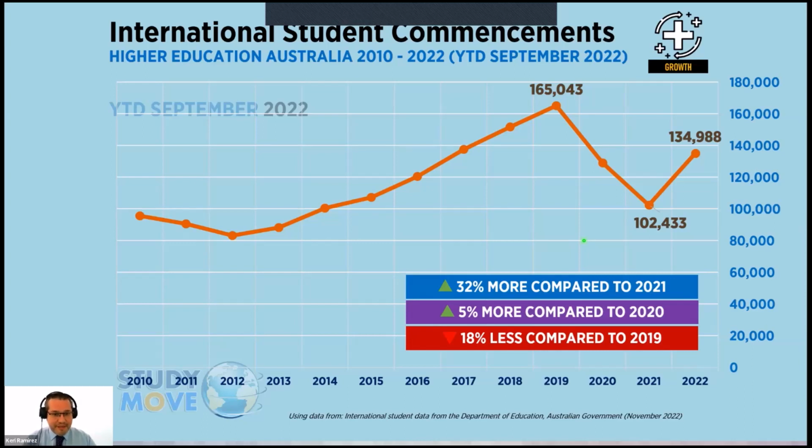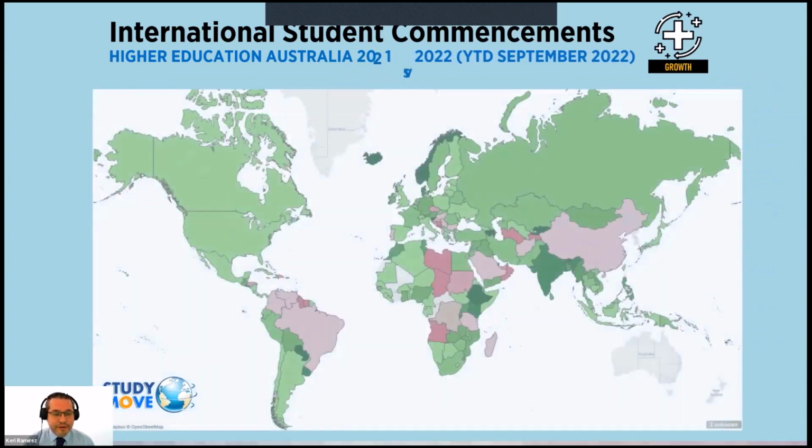And of course, this is the big picture. And looking at the big picture, I think it is very useful to look at the world map. What you see here is basically the growth of every single market for Australia, for higher education, between 2021 and 2022. And every single country that you see in green has experienced a positive growth. The majority of the countries are now on green, different to the picture that we had 12 months ago when the majority were on the red.